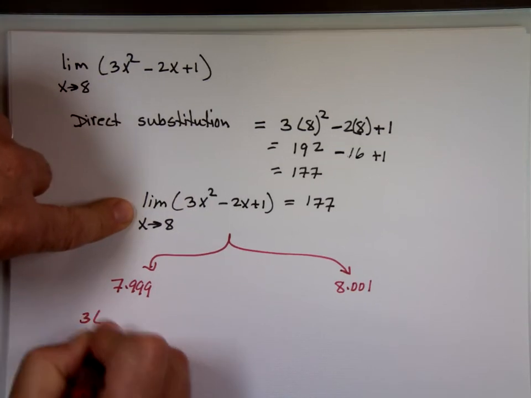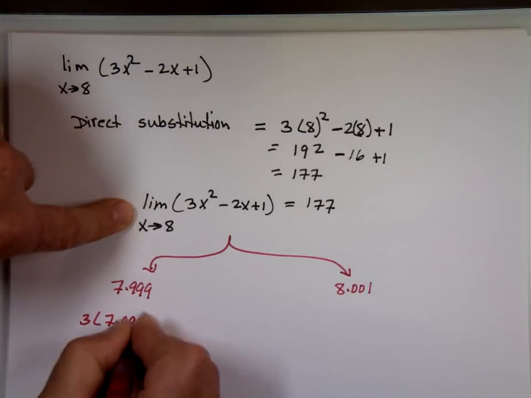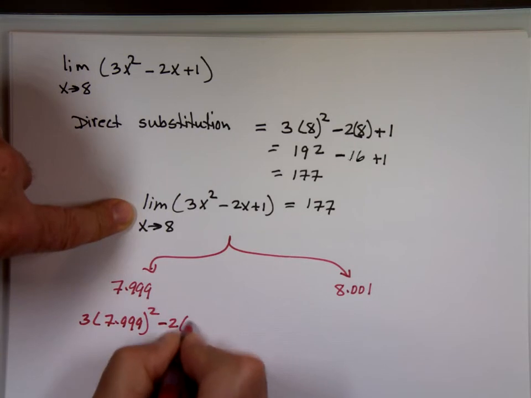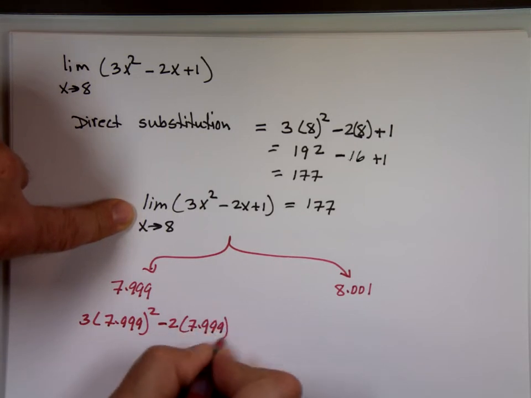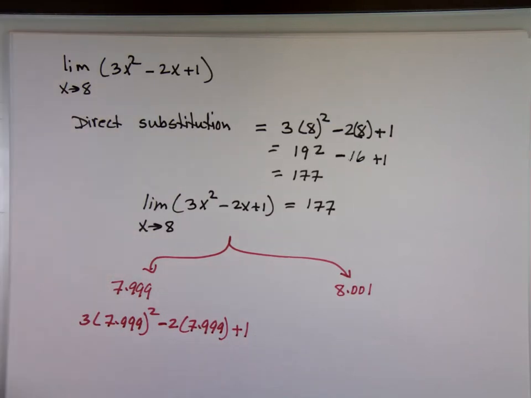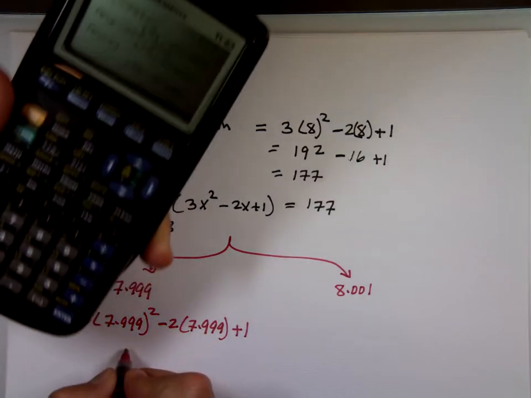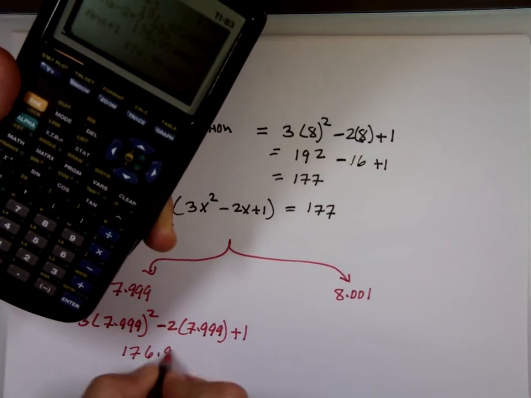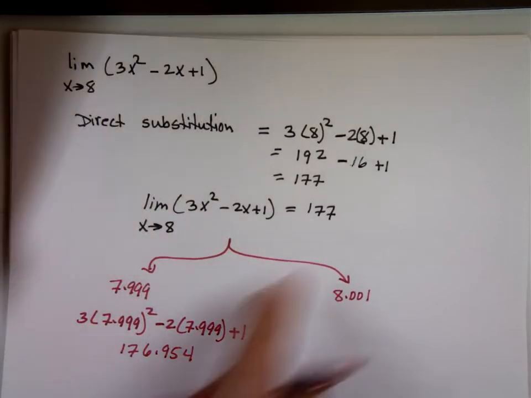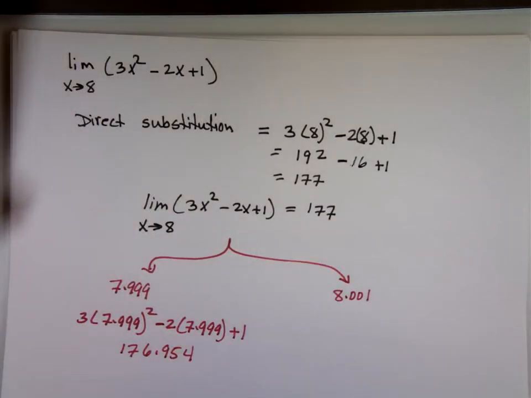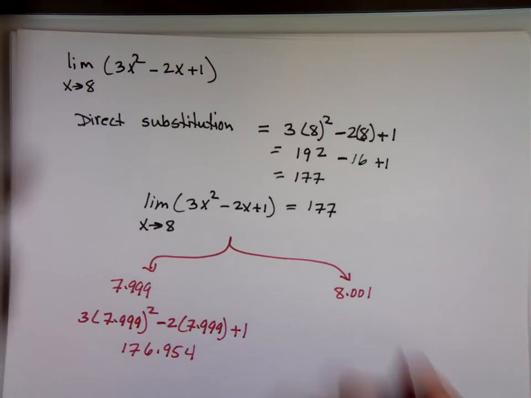3 times 7.999 squared minus 2 times 7.999 plus the 1. I came up with 176.954. Is that close to 177? Yep. Let's look at it when you approach it from the other end.